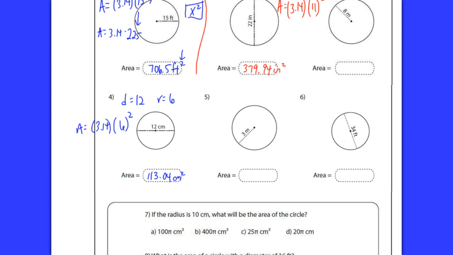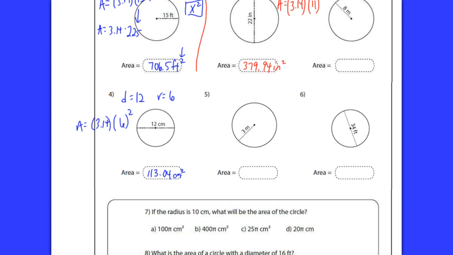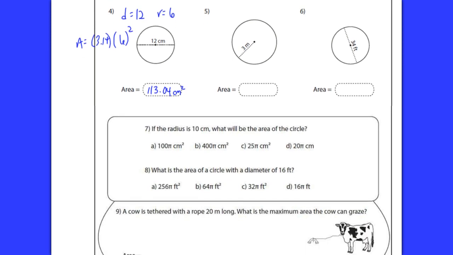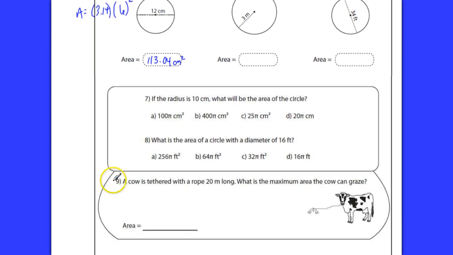Okay, so that's how the rest of these would work for us, and I don't feel like I need to do those other 3 I didn't do, but I would like to jump down to number 9 and work that one out with you real quick. It says a cow is tethered to a rope. That means they're attached, kind of like this picture. If that rope is stretched out, it's 20 meters long. It's a pretty long rope. Well, what is the maximum area that the cow can graze?